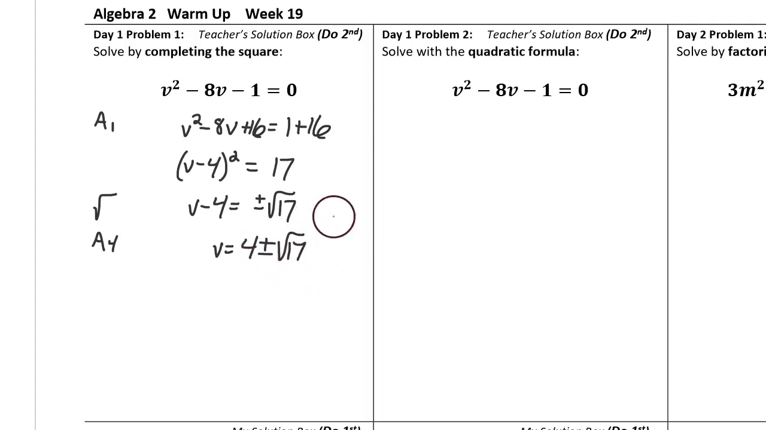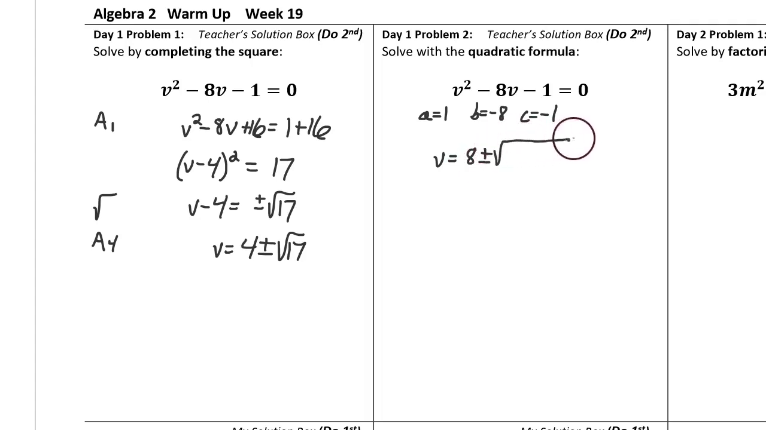Day 1, problem 2. Solve this with the quadratic formula. Notice it's exactly the same as the previous one, so we're expecting to get the same two answers. The value of a is 1, the value of b is -8, and the value of c is -1. So v equals negative of b. The negative of -8 is a positive 8.